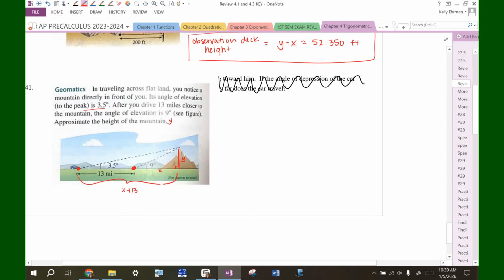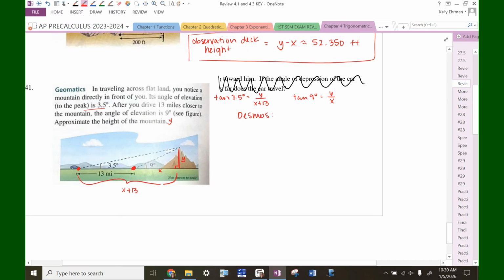Because we have opposite and adjacent, we're going to set up two tangent equations. Remember, we can solve by graphing pretty quickly here, or I will also go through the algebra. So one equation would be the tangent of 3.5 degrees equals y over x plus 13. The other equation, the smaller triangle, would be the tangent of 9 degrees equals y over x. You can solve by graphing right now. Desmos. Type these two equations in and see where they cross.